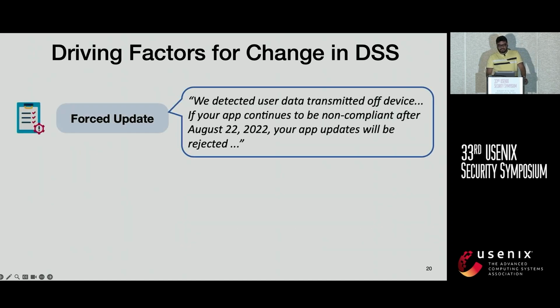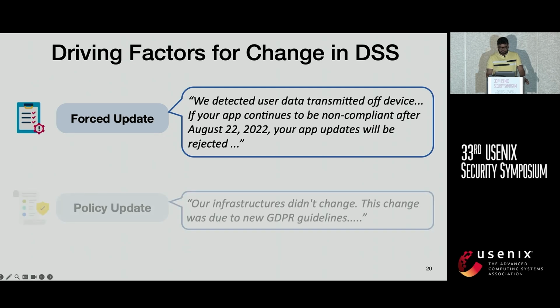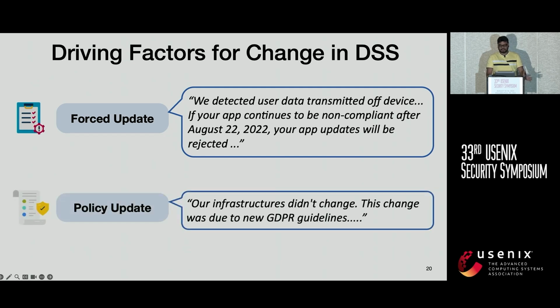Another factor was that they were forced to update DSS by the platform. For example, this is the response that they received from the app platform: "We detected user data transmitted off device. If your app continues to be non-compliant, your app updates will be rejected." This is essentially forcing them to change their DSS, even though they might not agree with it. Finally, updates in policies and laws such as GDPR can also lead to changes in DSS.